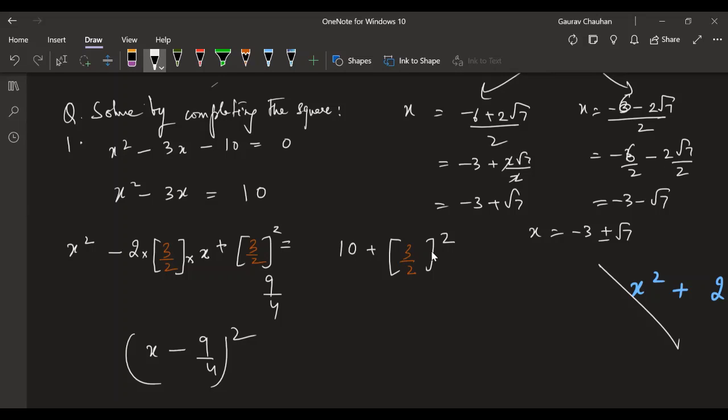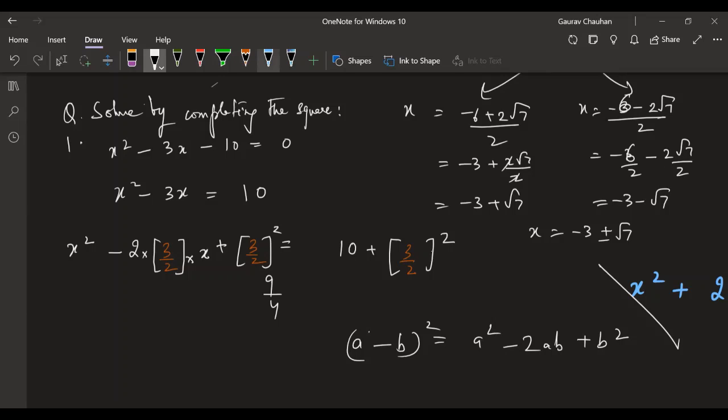That's not correct. Why is it not correct? Because a minus b whole square is equal to a square minus 2ab plus b square. What you have to note here is, you're going from this side to this side, right? Till before you were only going from this side to this side. Now you're going from this side to this side. Until now you only needed.